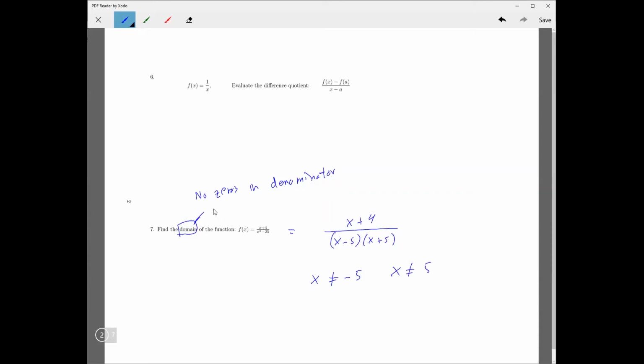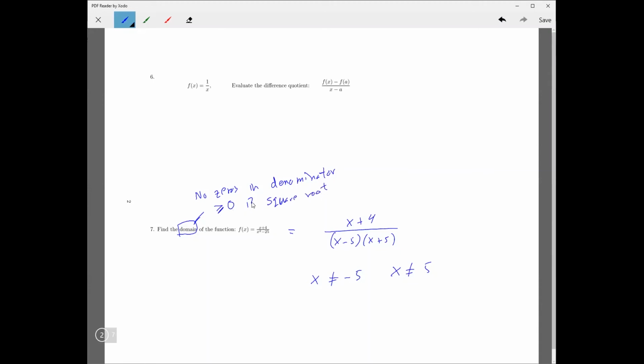Okay, and then the other one that you look for is in the square root.